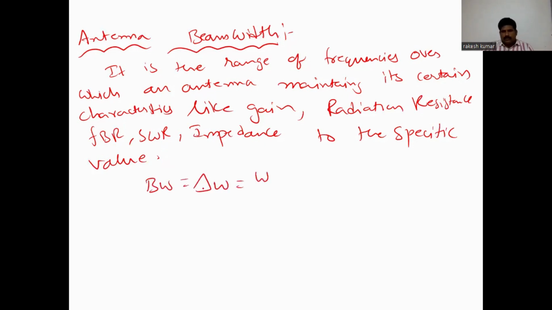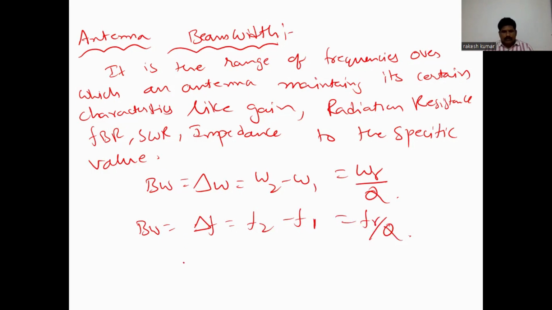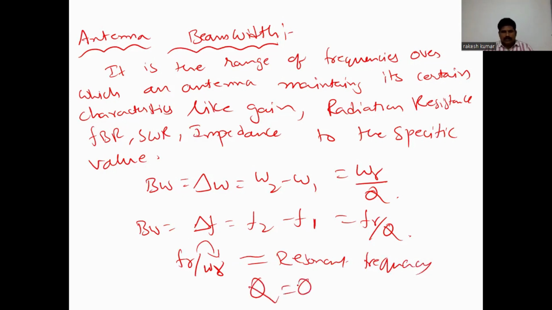The bandwidth is equal to omega 2 minus omega 1, which is omega by Q. The same thing we can write as delta f is equal to f2 minus f1, which is f1 by Q, where f1 is the resonant frequency and Q is the quality factor.